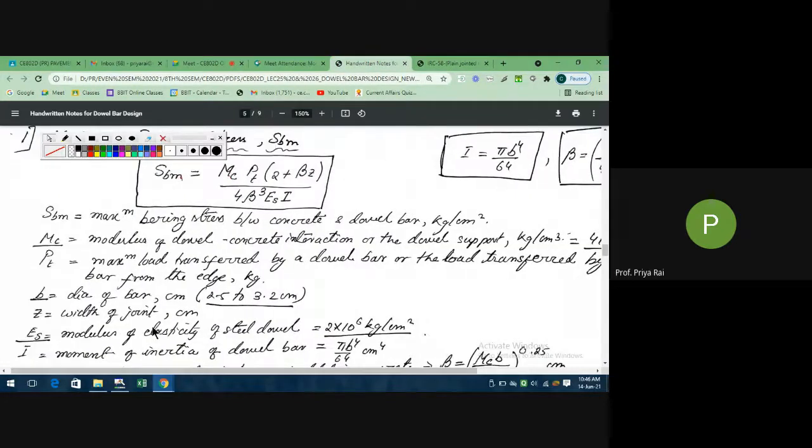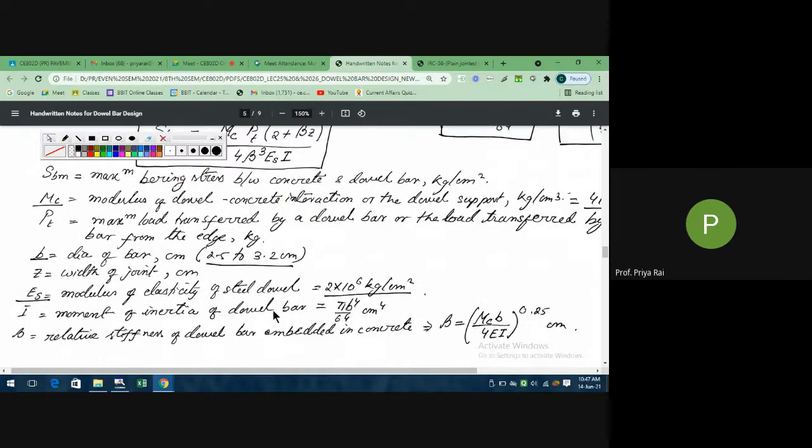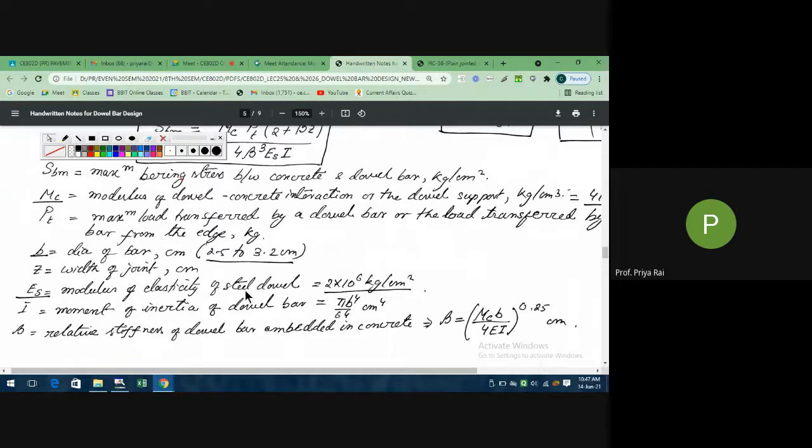Next is your B. While calculating these things, we need one formula where there will be term B. So B is the diameter of the bar. It should lie between 2.5 to 3.2 centimeter. ES is the modulus of elasticity of steel dowel, and if it is not provided, the assumption is 2 into 10 to the 6 kg per centimeter square. Z is the width of the joint, that means the expansion joint where we are providing the dowel bar. So what is the width? That is Z.